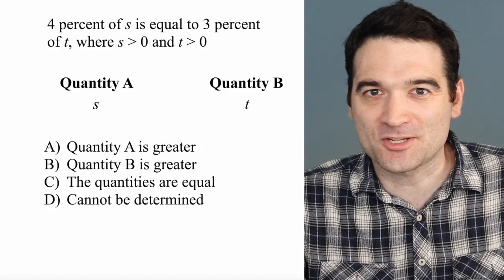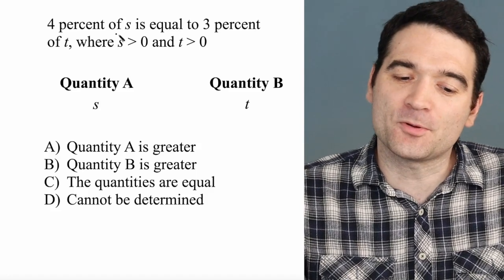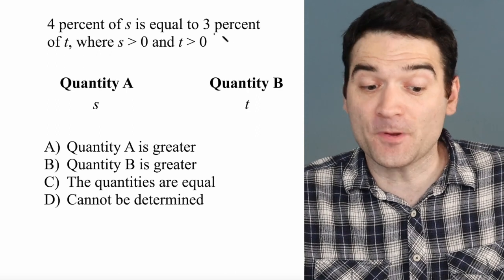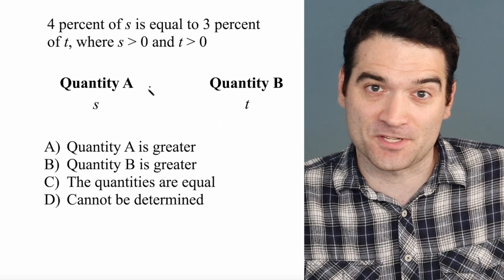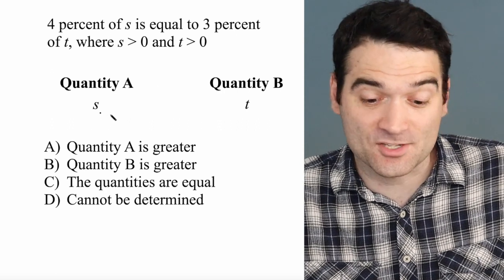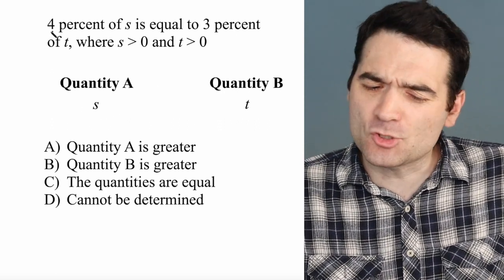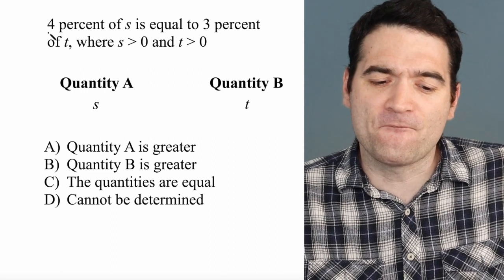Here's a GRE algebra question. Let's take a look. 4% of S is equal to 3% of T, where S is greater than 0 and T is greater than 0. So we want to know what's greater here, S or T. Well, let's translate this into math, shall we?